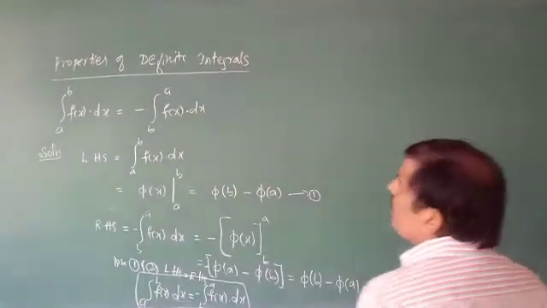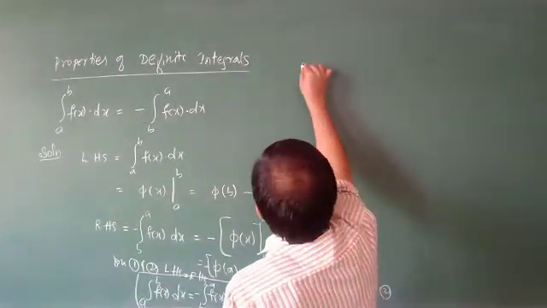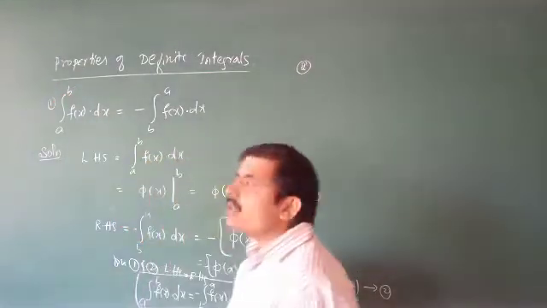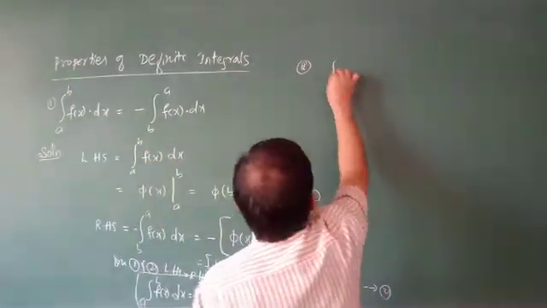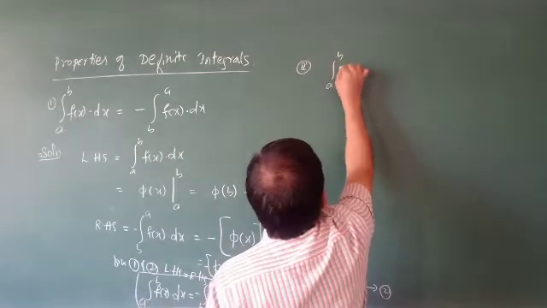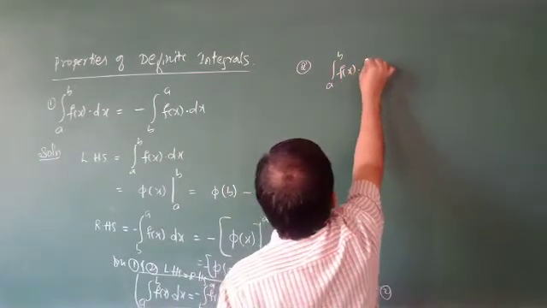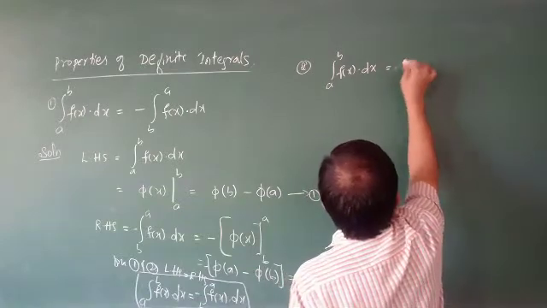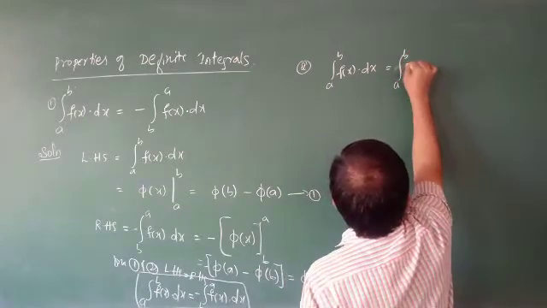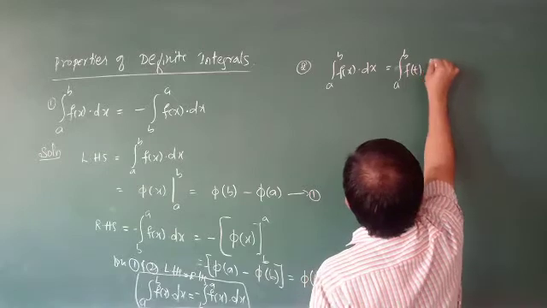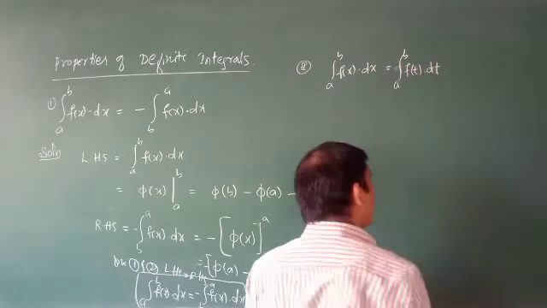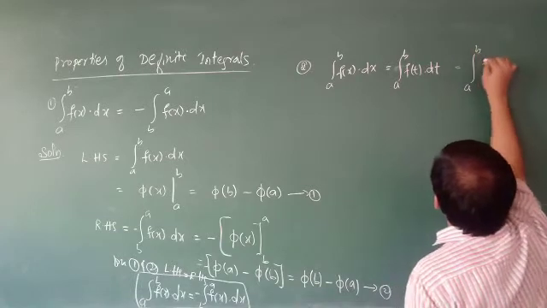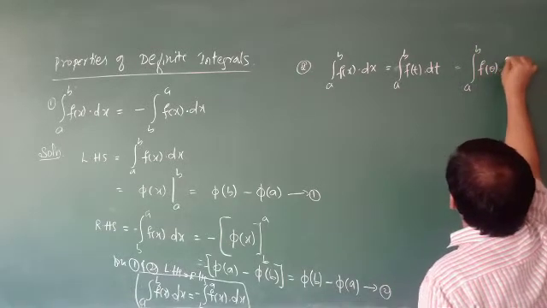Okay, the second property says that the integral from a to b of f of x with respect to x is equal to the integral from a to b of f of t with respect to t, which is equal to the integral from a to b of f of theta with respect to theta.